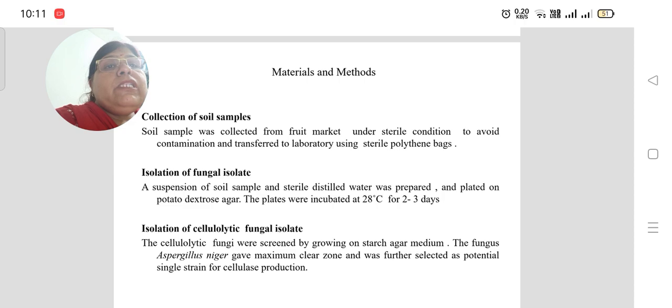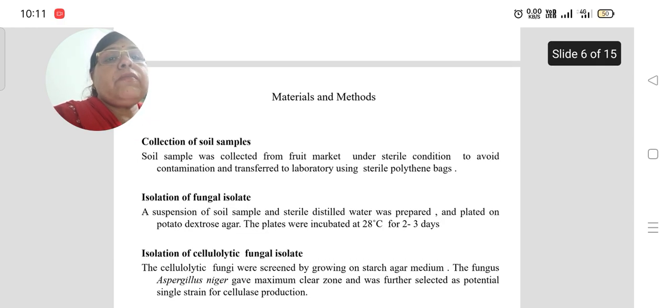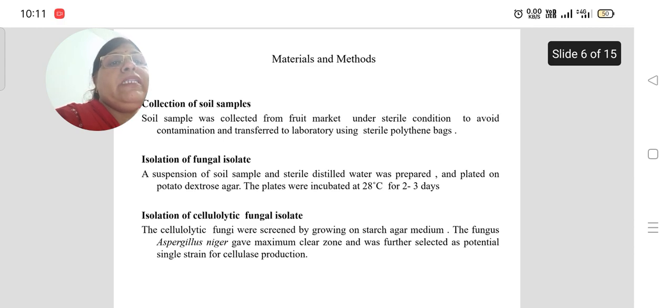Now the methods and material used in the study. Collection of soil samples. Soil sample was collected from a food market in sterile condition to avoid contamination and transferred to the laboratory using sterile polythene bags. Isolation of fungal isolate. A suspension of soil sample and sterile distilled water was prepared and plated on potato dextrose agar.